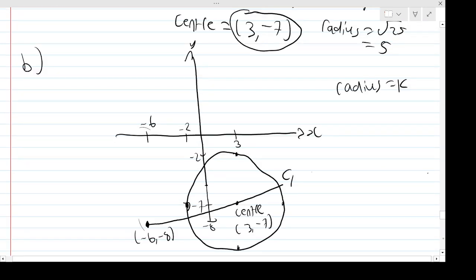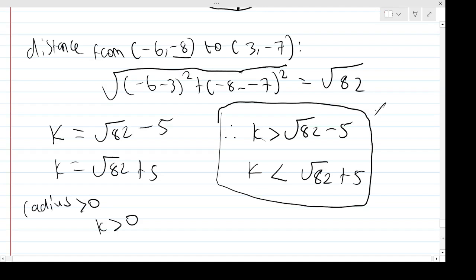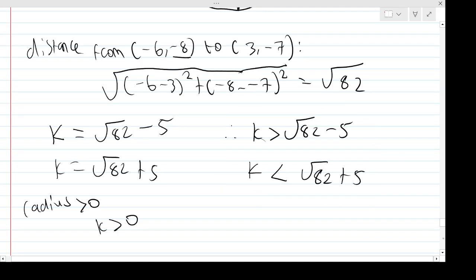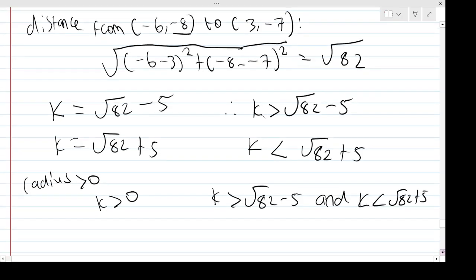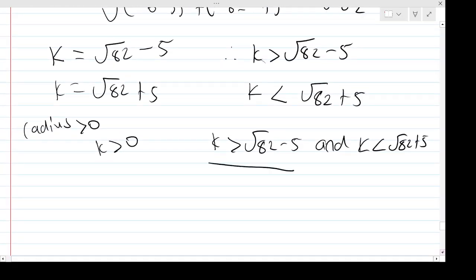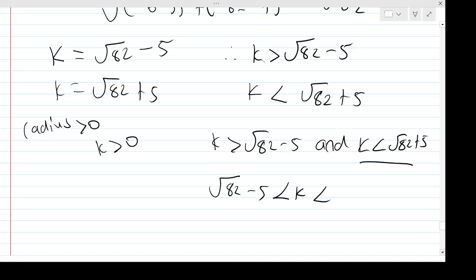Okay, but actually, again, both of it needs to be k greater than root 82 minus 5, and k has to be less than root 82 plus 5. We need to combine these inequalities together. So if k has to be above this number, that means that's the lower bound. So root 82 minus 5 has to be less than k, but then k has to be less than its upper number, root 82 plus 5, okay?